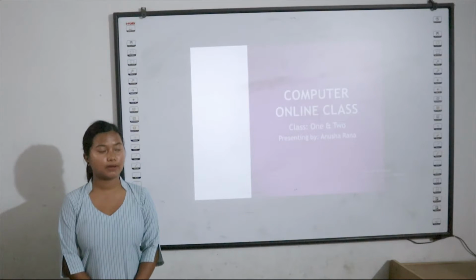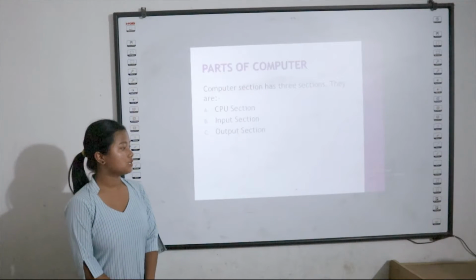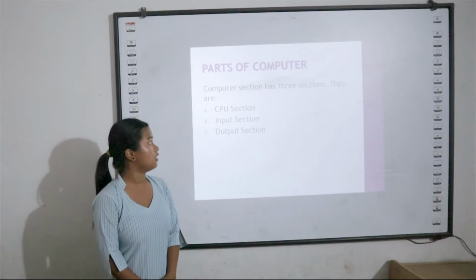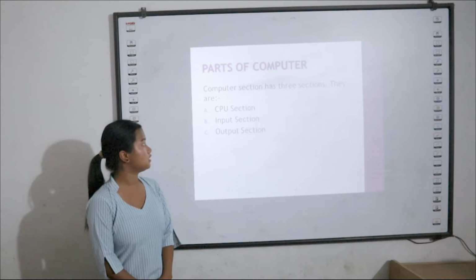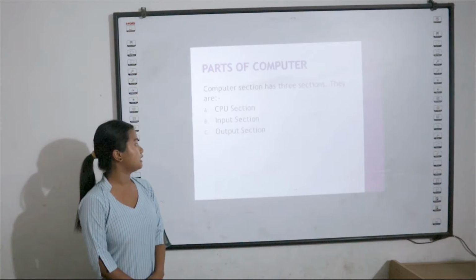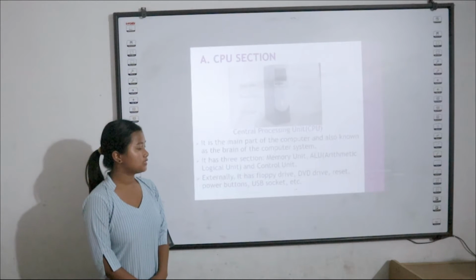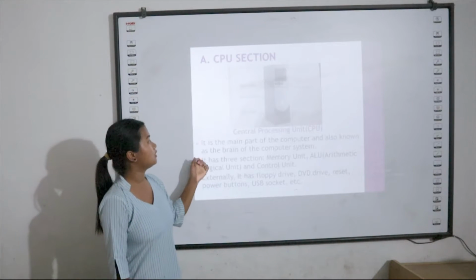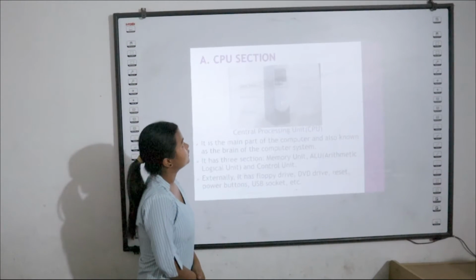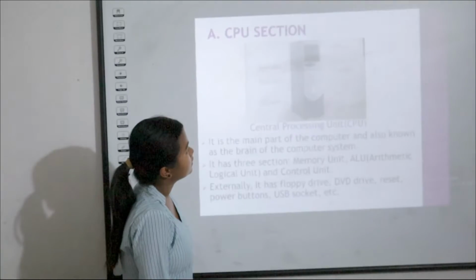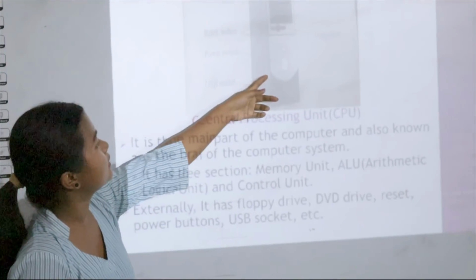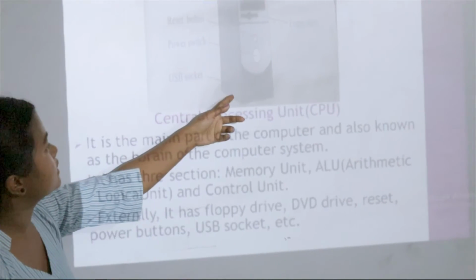Today we are going to study about the parts of computer. It is for class 1 and 2. There are three sections of computer. They are: first is CPU section, second is input section, and third is output section. In the CPU section, the front part of the CPU looks like this. On top there is a DVD drive, and then a floppy drive, and then there is a reset button, and then a power button. At last there is a USB socket.